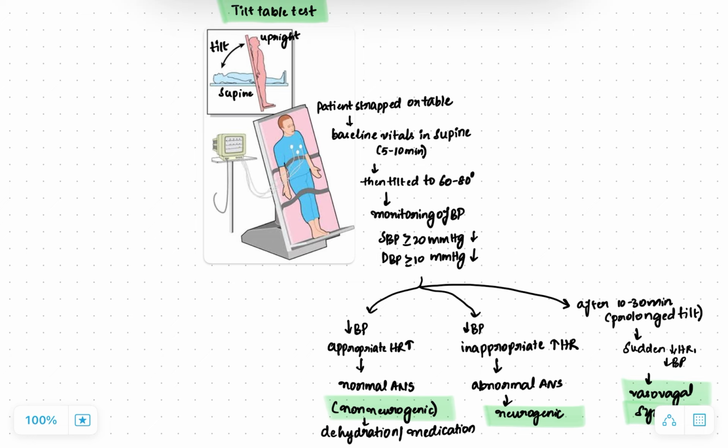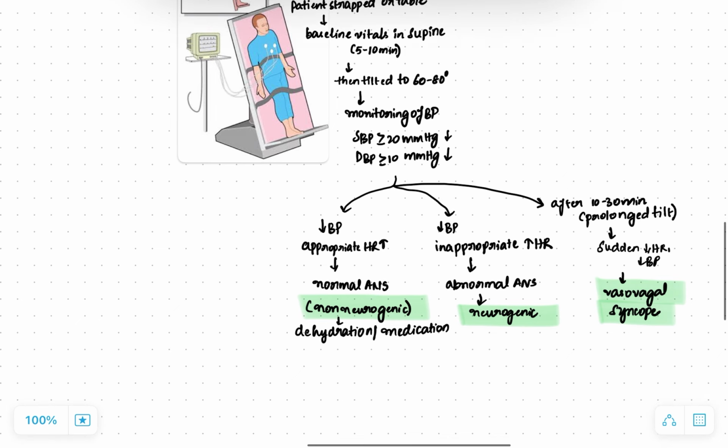So what we do in this is, first we strap the patient on the table and we take the baseline vitals in the supine position, both blood pressure and heart rate, and then we tilt the table to 60 to 80 degrees and we monitor the BP. If there is a drop in systolic blood pressure of more than 20 or diastolic more than 10, we will see whether there is a decrease in the BP only and the heart rate is maintained.